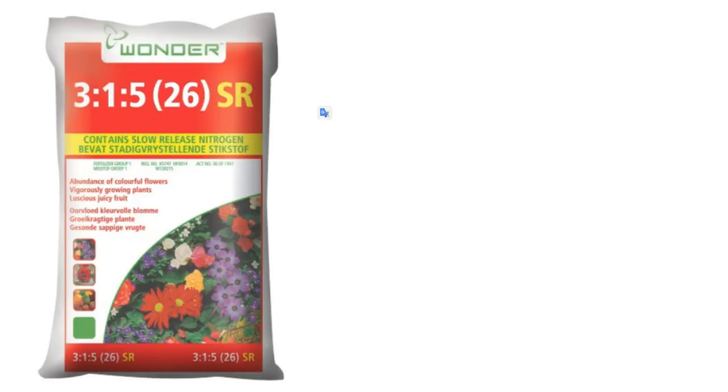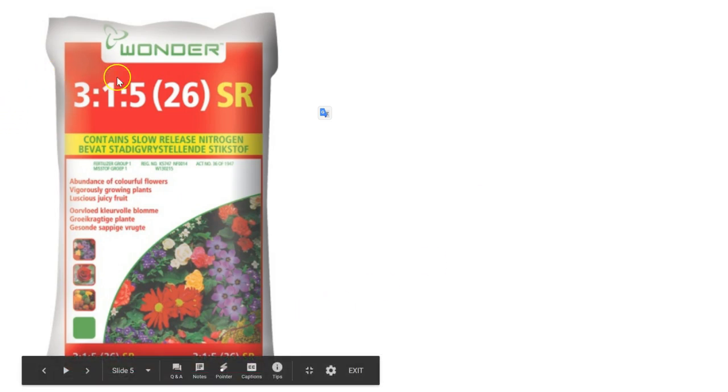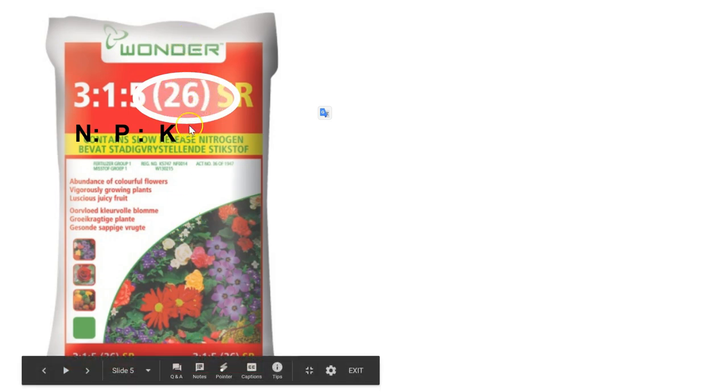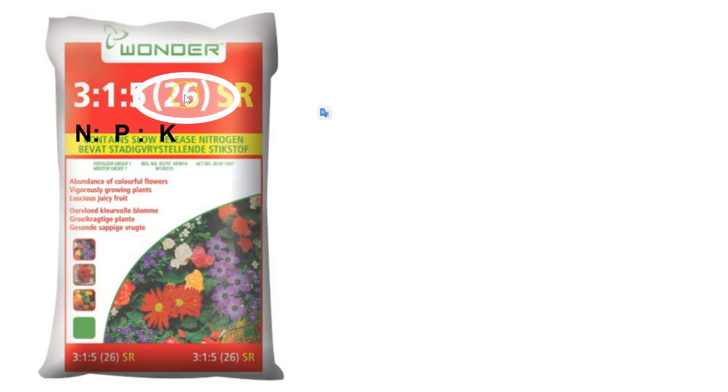Usually you will buy fertilizer in a bag like this. It has some kind of ratio and then some kind of number in brackets. What does all of this mean? Well, the ratio 3 to 1 to 5 gives you the ratio in which your primary nutrients are present in this fertilizer. In the brackets, it gives you the percentage of this fertilizer that consists of your primary nutrients.